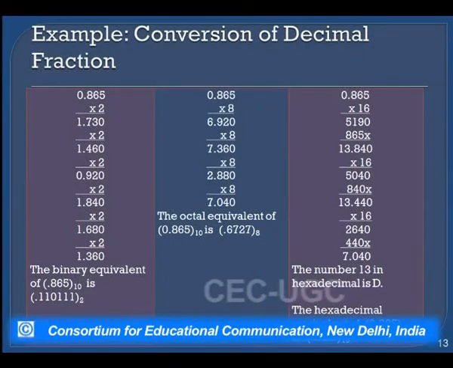So, let us take these examples. We have the number 0.865. Now we multiply it by 2 and we get 1.730.